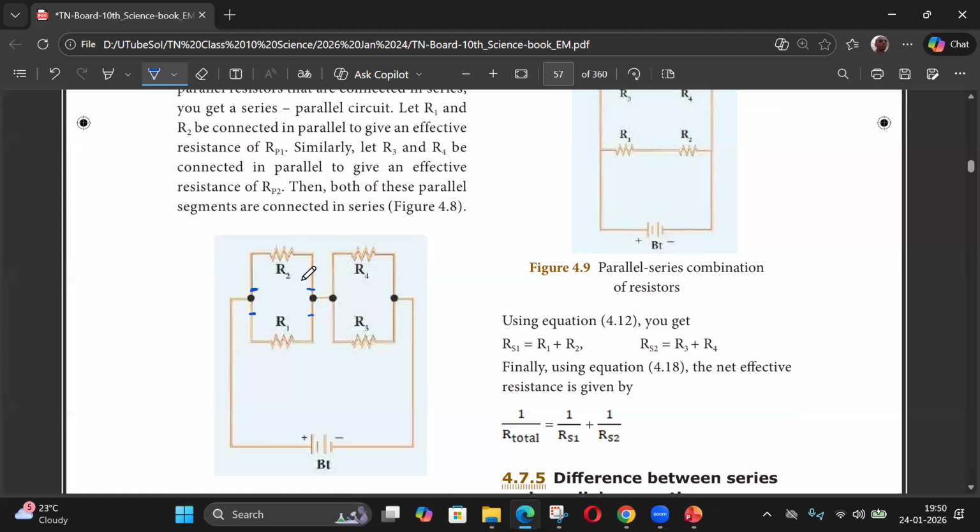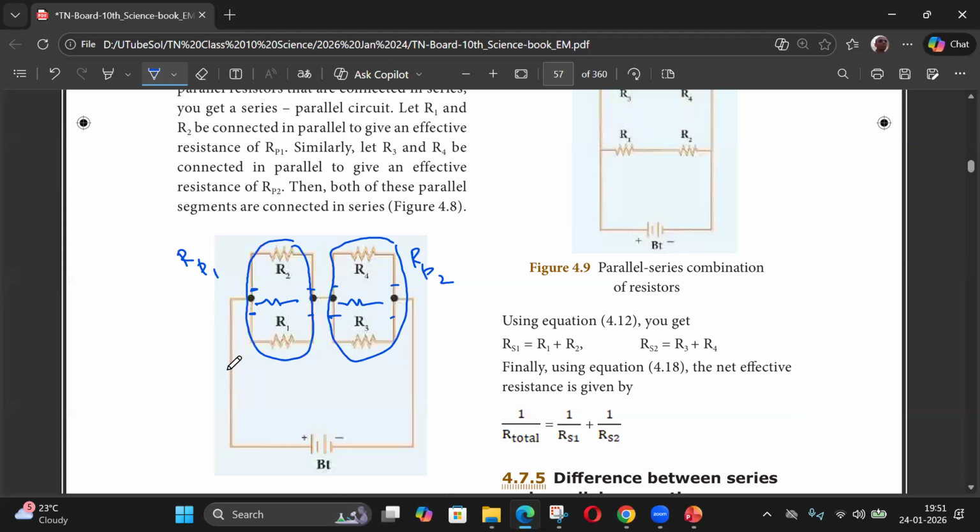Okay, so I can combine this as one single RP1, that I have to find out. 1 by RP1 is 1 by R1 plus 1 by R2. Similarly, R3 and R4 are parallel because the potential here and the potential here are the same. We need to note it as RP2. So make it a single resistance of value RP1, and this one a single resistance of value RP2.